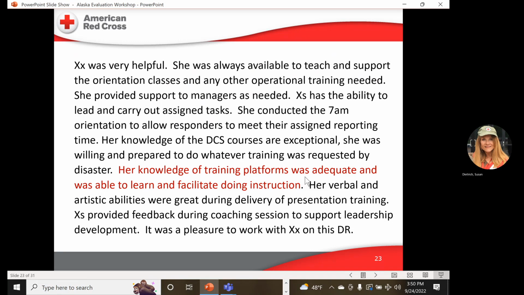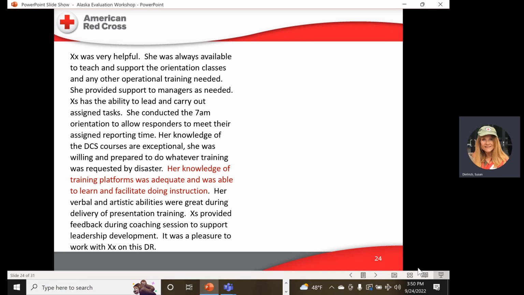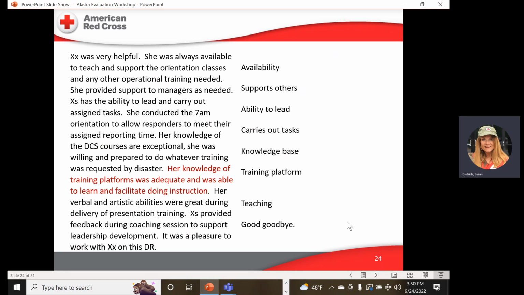Now, that's not a bad evaluation, but let's see if there's a way that we could make it even a little bit better. So this is the evaluation we just read. But do you remember how I said it's so helpful if you have an outline? So this is the outline for this one.